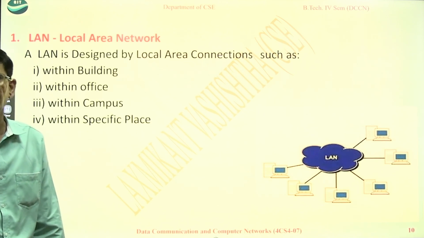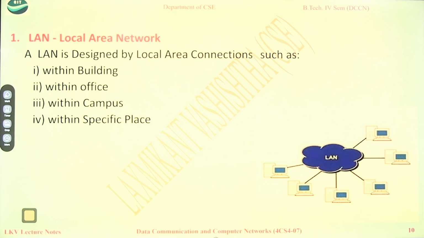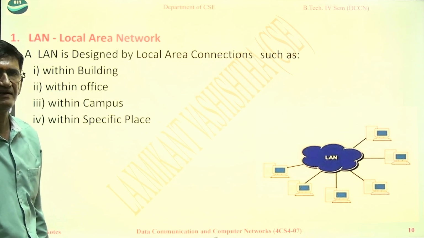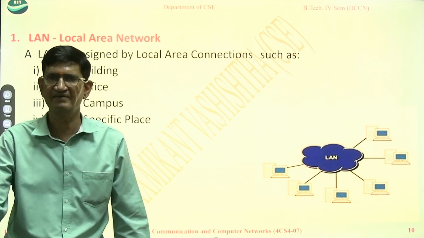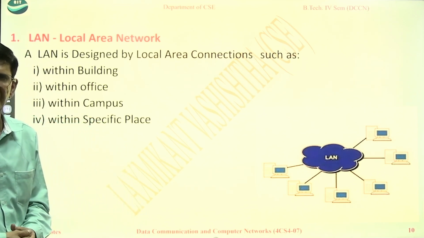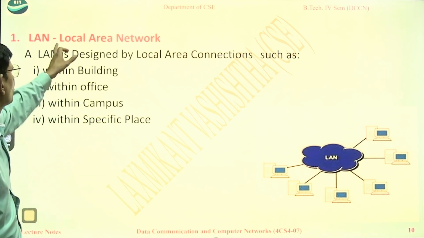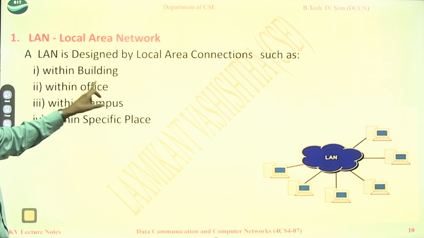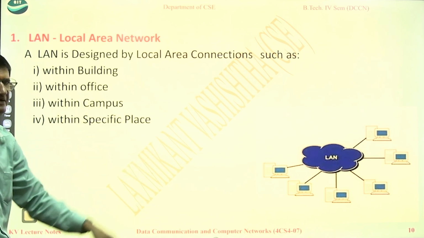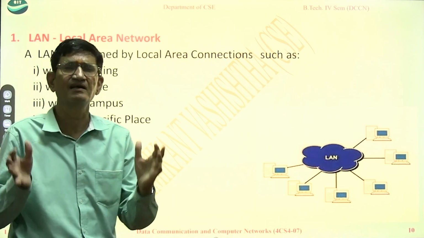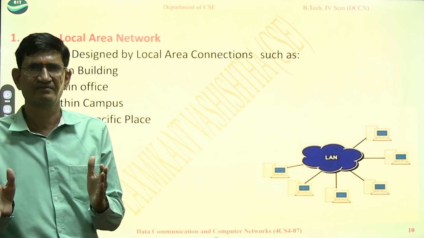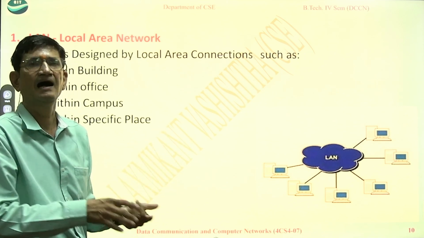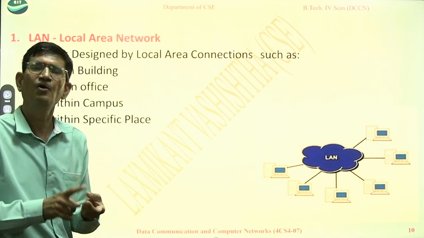Now the network architecture: how we are able to build a network. The first thing is a local area network. It means a lab has 50 computers connected to each other. So it is called a local area network. It is within a building, within an office, within a campus, within a specific place. Its geographical area is small, because from one lab to another we again have a communication media. It may be wired or wireless.